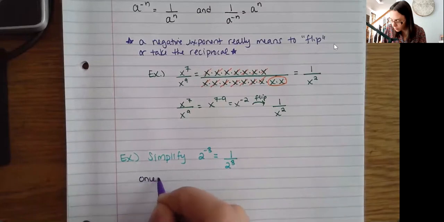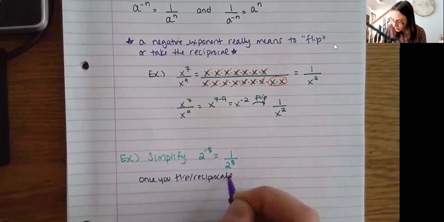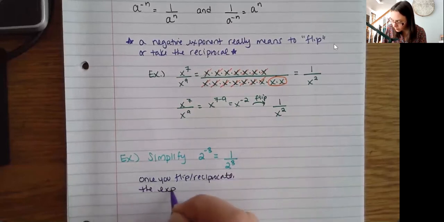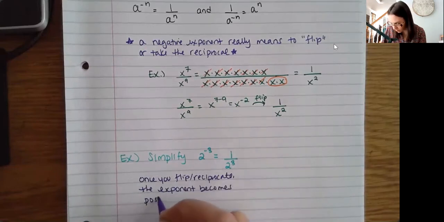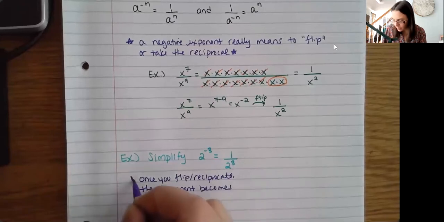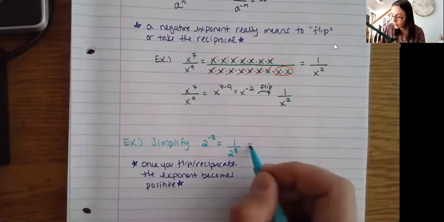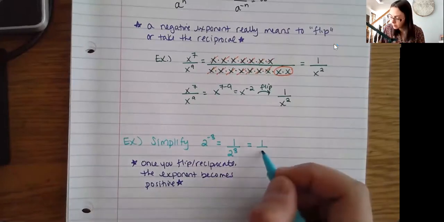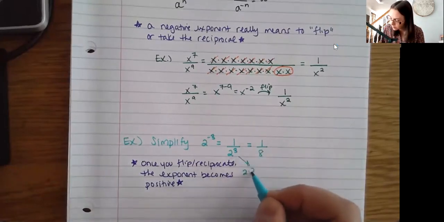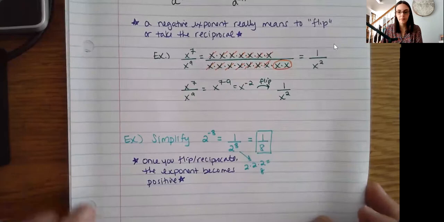So once you flip or reciprocate, the exponent becomes positive. Now, if you can't simplify, you would keep going. 2 to the 3rd is a pretty easy one to do, right? It's just 2 times 2 times 2, which is going to be 8. So I get 1/8 for my answer. All right, let's try a couple more.